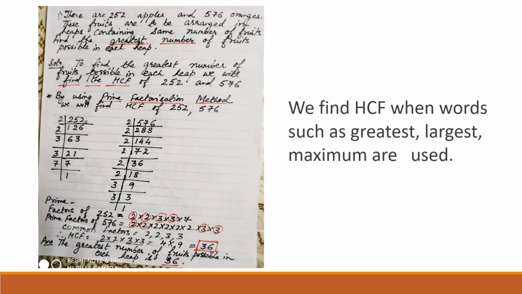So the greatest number of fruits possible in each heap, that is a pile, will be 36 fruits. 4 nines are 36. The greatest number of fruits possible is 36.